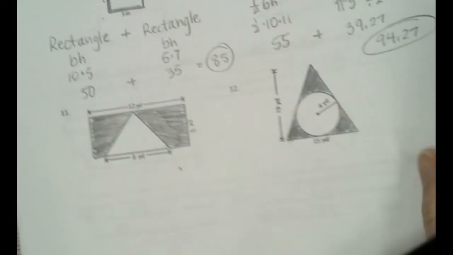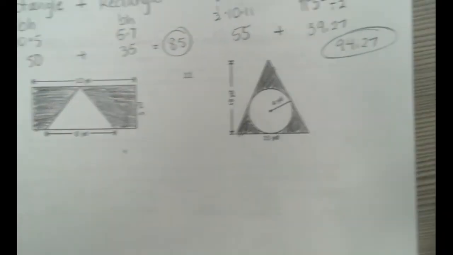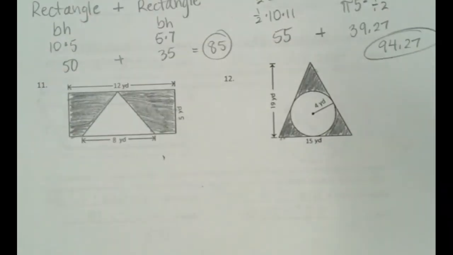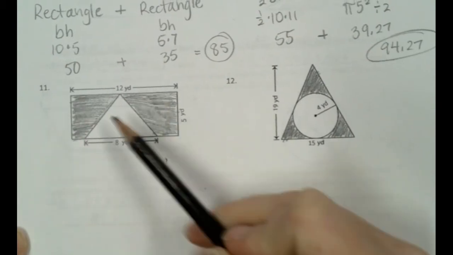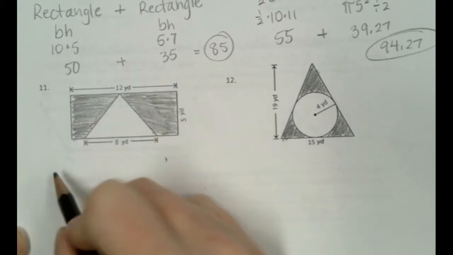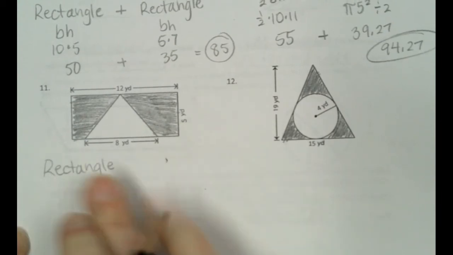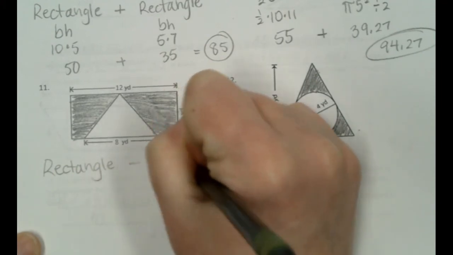Okay, for the bottom two shapes, number 11 and number 12, what we've got is a big shape that has a smaller shape cut out of it or subtracted from it. For example, in number 11, the big shape is a rectangle, and then what's been cut out of it is a triangle. So I'm going to find the area of the rectangle, and then I'm going to subtract the area of the triangle.